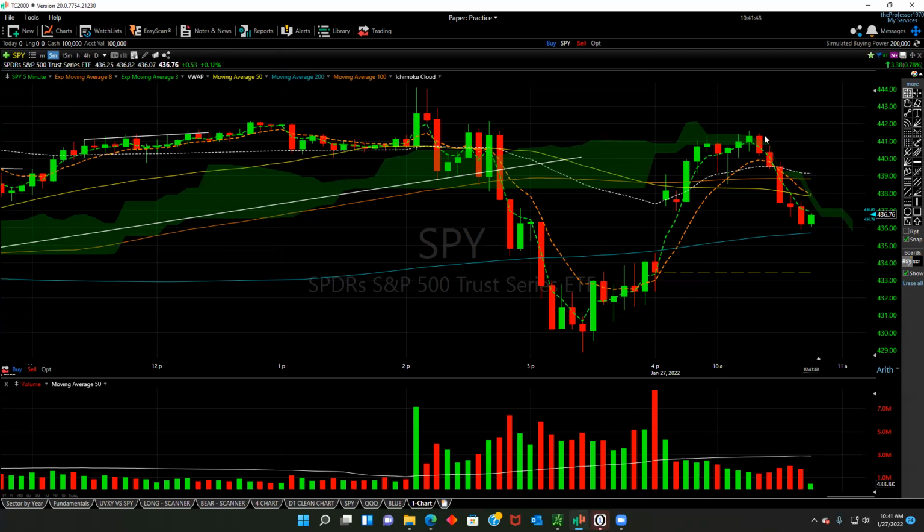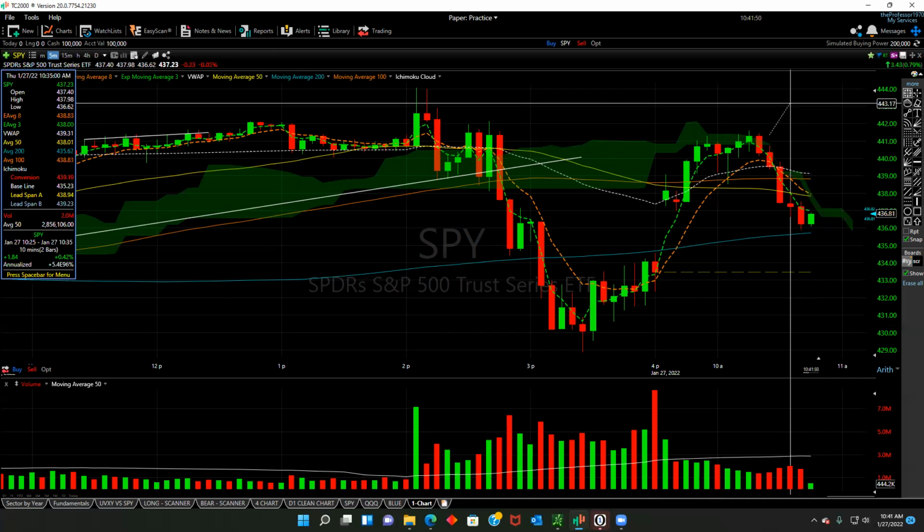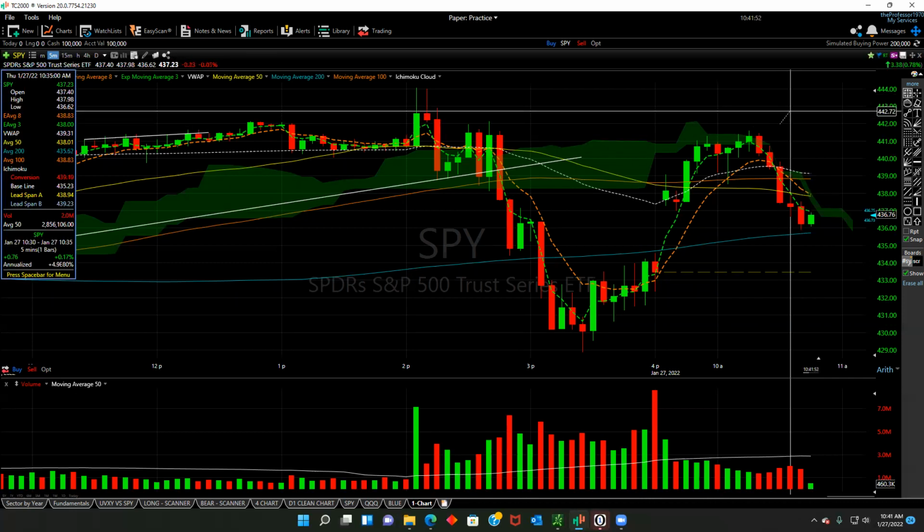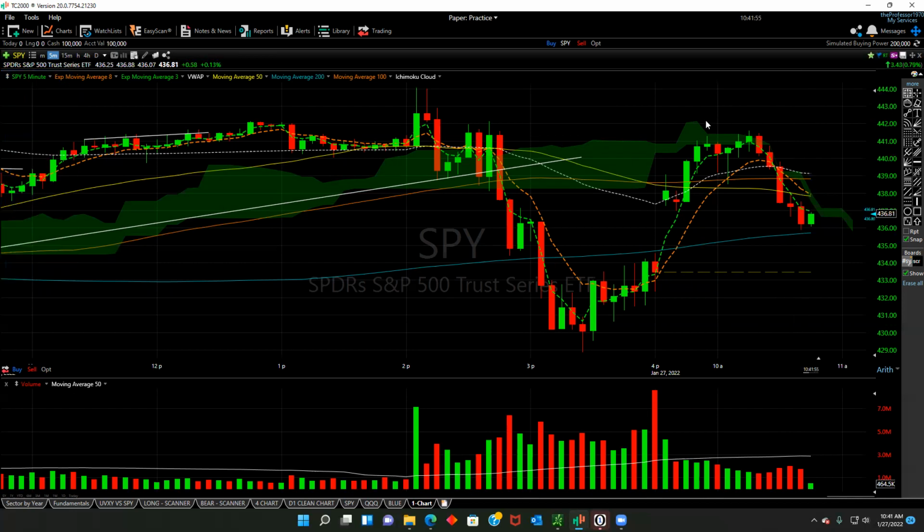Again, if it breaks through this cloud level, then I go to a higher time frame and you look for your next target and so on. So again, use the different time frames to see where the cloud is, and hopefully this helps and makes sense.